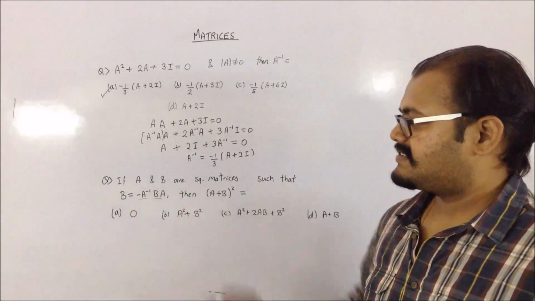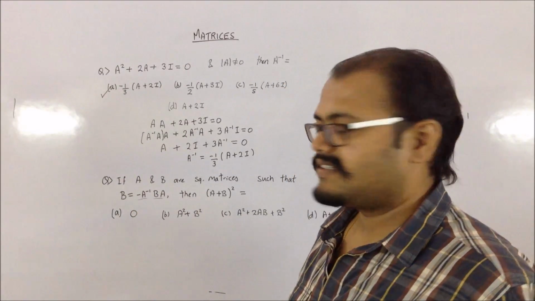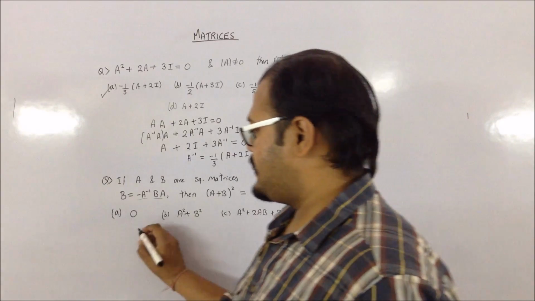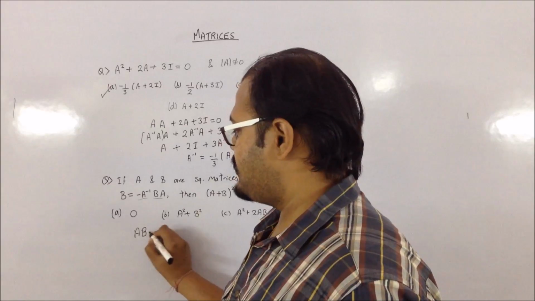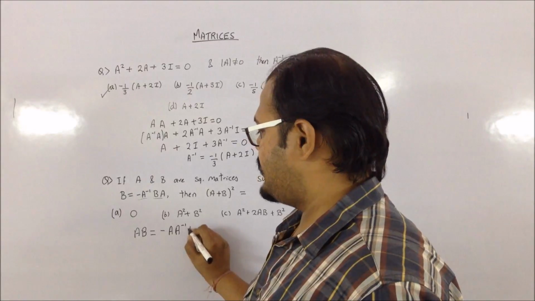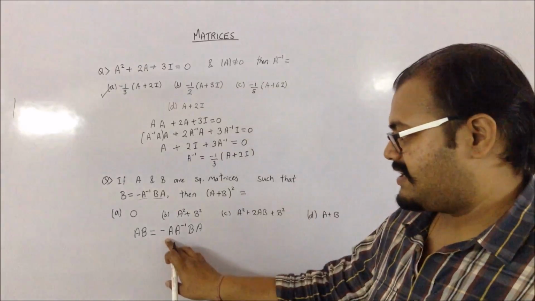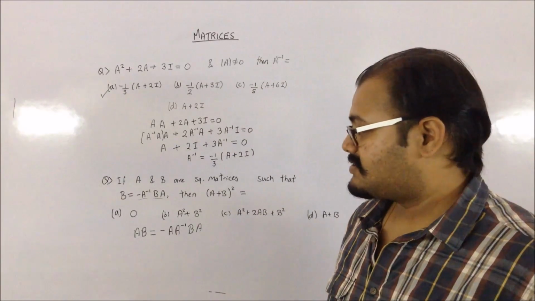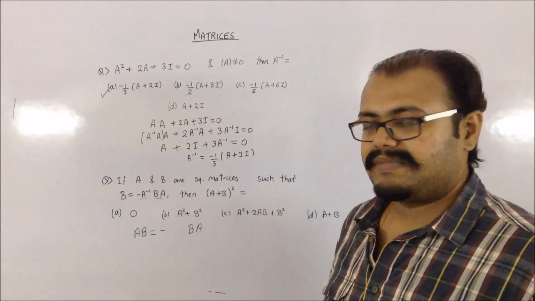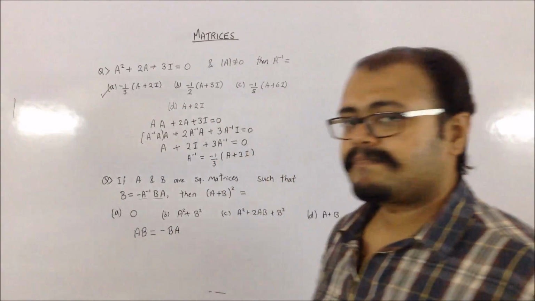Let us first understand this particular equation given to me. They have given B is equal to minus A inverse BA. So what I do is I multiply on both sides with A. When I multiply both sides with A, I will get AB is equal to minus of A into A inverse into BA. So I am post multiplying. Whenever I am post multiplying, I am getting this A into A inverse. So my A into A inverse becomes I, and I into BA will become BA. So what I am getting is AB is equal to minus BA.